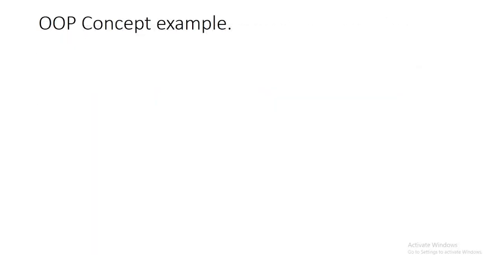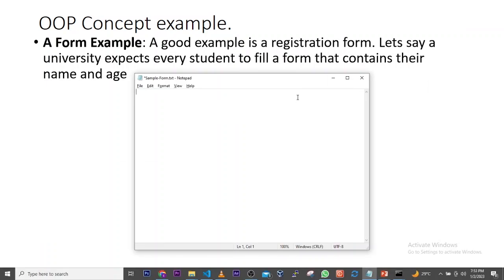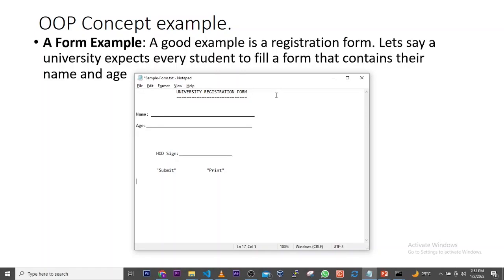So let's take an example of an OOP concept. A good example is a registration form. Let's say a university expects every student to fill a form that contains name and age. So let's say the person who will be creating the form for the university pulls up software for creating forms, maybe just a Word document, and then creates the form. And in the form, we have, as specified, name and age.